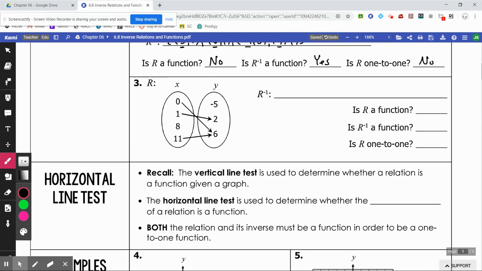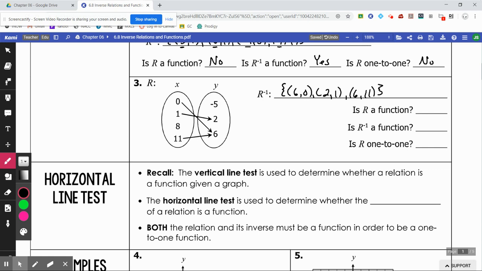Number 3, 0 is paired with 6, 11 is paired with 6, 1 is paired with 2. That's your original relation. So therefore, the inverse, instead of 0 paired with 6, 6 would be paired with 0. Instead of 1 paired with 2, 2 would be paired with 1. And then instead of 11 being paired with 6, 6 would be paired with 11.